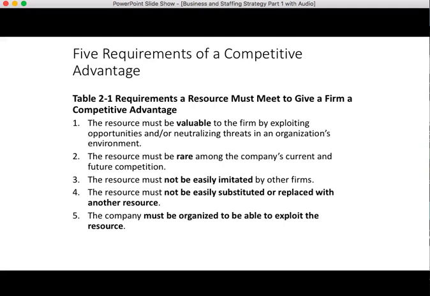Number 4, they should not be easily substituted or replaced with another resource, which means, so great, I don't have the skilled people, but I'll use technology instead to do that. Well, technology can't do the thinking that humans can. It can do basic functional activities, but it can't think creatively, right? I mean, artificial intelligence still to this day is not capable of doing creative thinking in the way that we think about creativity. So this resource, whatever resource it is, should not be easily substituted or replaced by another resource.